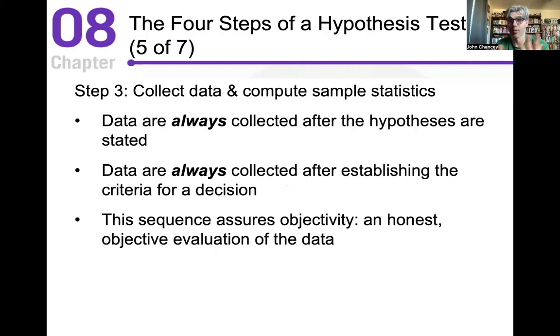Then we want step 3 now. We're going to collect data and compute sample statistics. Data are always collected after the hypotheses, the null and the alternative, are stated. Data are always collected after establishing the critical region or criteria for a decision. So to determine what your alpha level is, and this is attempting to assure objectivity, a more honest evaluation of your data.